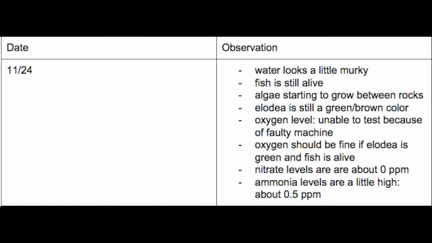So this is our data from day 1. Our quantitative measurements and observations were the ammonia levels, which were a little high, and our nitrate levels, which were about 0, which is good. And our qualitative observations were the color of the algae and the color of the water.